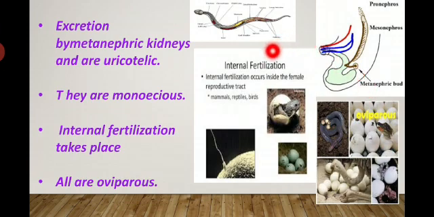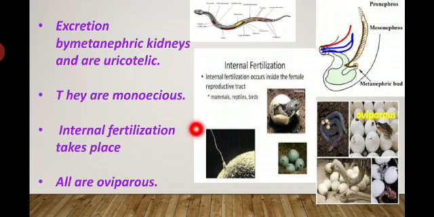Okay, and uricotelic means what? These organisms excrete nitrogenous waste substances in the form of uric acid in their body. What do we term this? Uricotelic. Okay. Next we come to discuss that they are a monoecious group of organisms. Monoecious means having both male and female sexual organs present in the same individual. Okay, this is called monoecious.